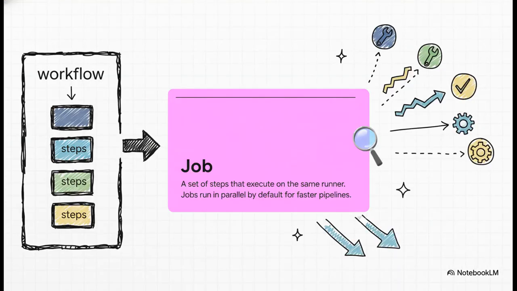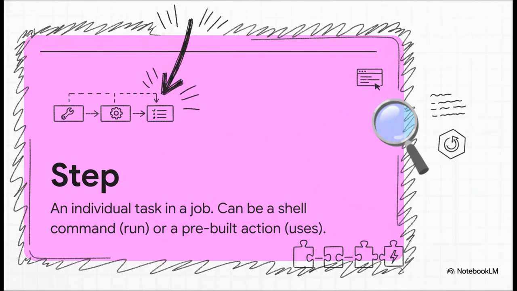Now, inside that workflow, you have one or more jobs. A job is just a collection of steps that all run on the same virtual machine, what we call a runner. And this is where it gets really cool. See that part about run in parallel by default? That is a huge deal for speed, because you can run your tests and your builds at the exact same time. And digging down one more level, we get to the steps. A step is the smallest piece of the puzzle. It can be a super simple shell command, or it can be a reusable packaged up command called an action that someone else has already built.